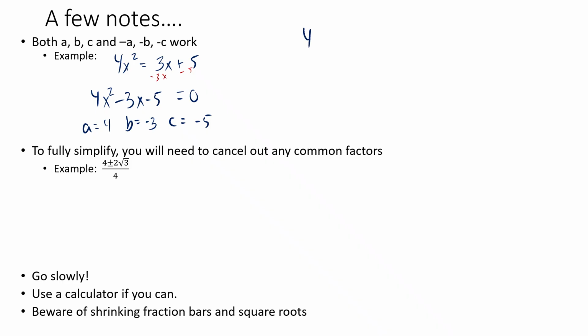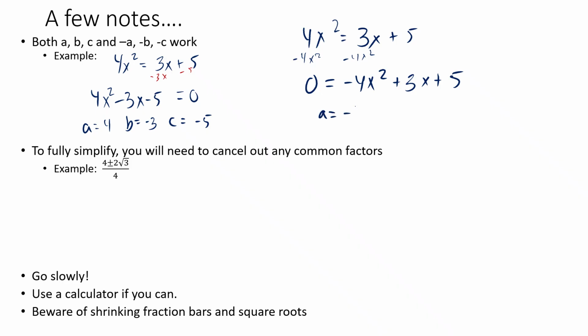But somebody else might look at that same problem and say, ooh, I could just subtract 4x squared from both sides and I'd get the 0 on the other side. And they said, that seems a little bit easier to me. In that case, A is -4, B is +3, and C is +5. And you're like, well, wait a minute, how can both of those work? Like, how can it be okay either way? Well, here's why it can be okay either way.